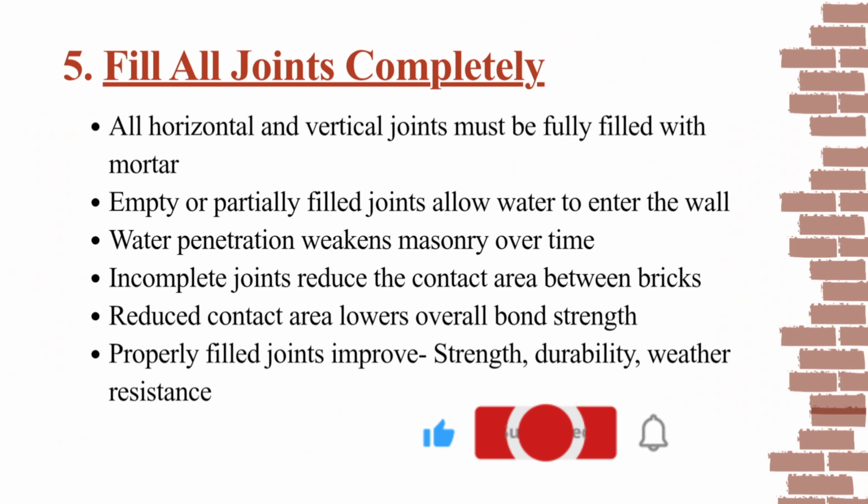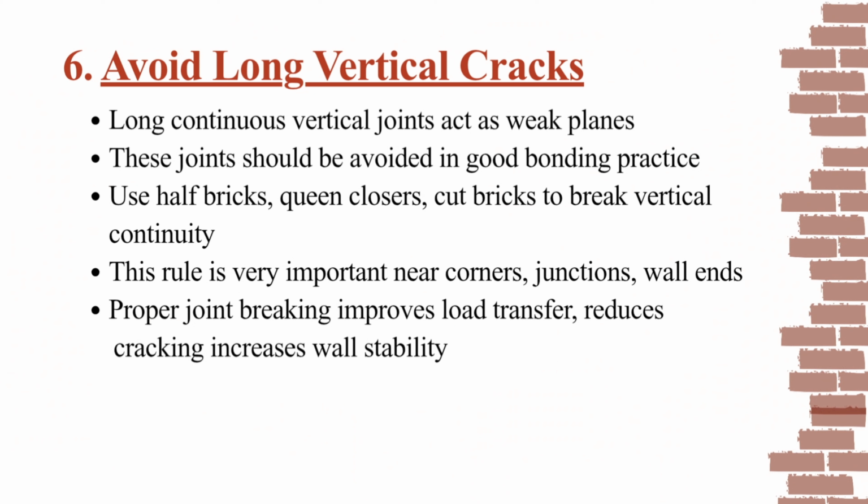Now rule number 6. Avoid long vertical joints. Long continuous vertical joints act like weak planes, and they should be avoided by using half bricks, queen closers, or cut bricks where necessary. This rule is especially important near the corners, junctions, and the ends of walls. And proper breaking of the joints ensures better load transfer and crack resistance.